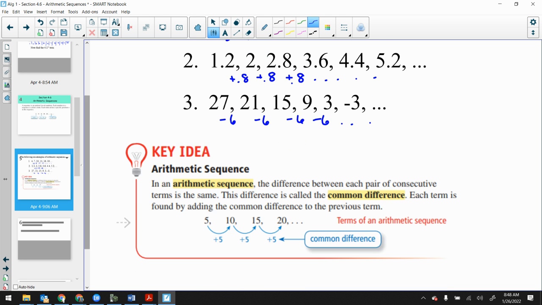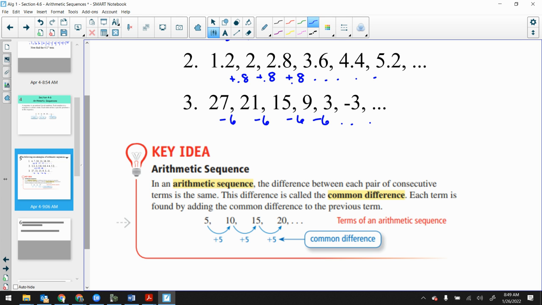So here's our definition of an arithmetic sequence. In an arithmetic sequence, the difference between each pair of consecutive terms is always the same. You have to have the same difference every single term. You have to go up by the same amount every single term. So plus 5, plus 5, plus 5. That is what makes an arithmetic sequence an arithmetic sequence.